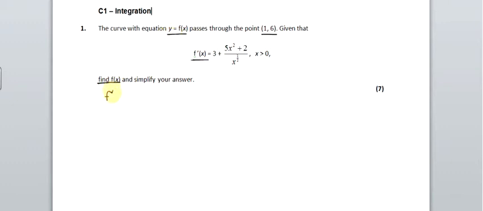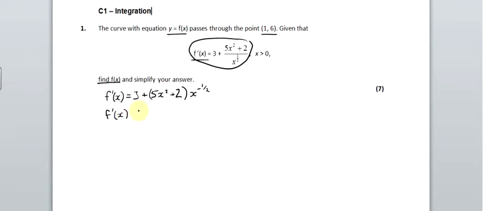So f dash of x is equal to 3 plus 5x squared plus 2 times x to the minus a half. And that's changing it from fraction form, which we've got here, into index form. And now I'm going to multiply the brackets out. I'm writing at each stage what it is I've got, and I haven't integrated yet, I've still got the derivative. So we've got 5 times x to the 3 over 2 plus 2 times x to the minus a half. That's in the right form for integrating.